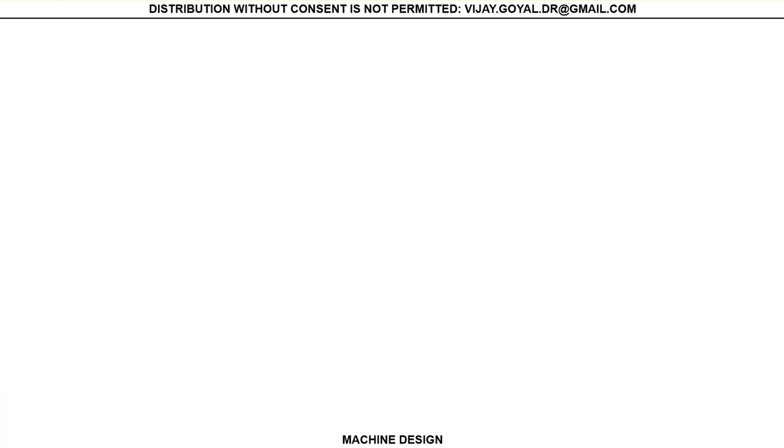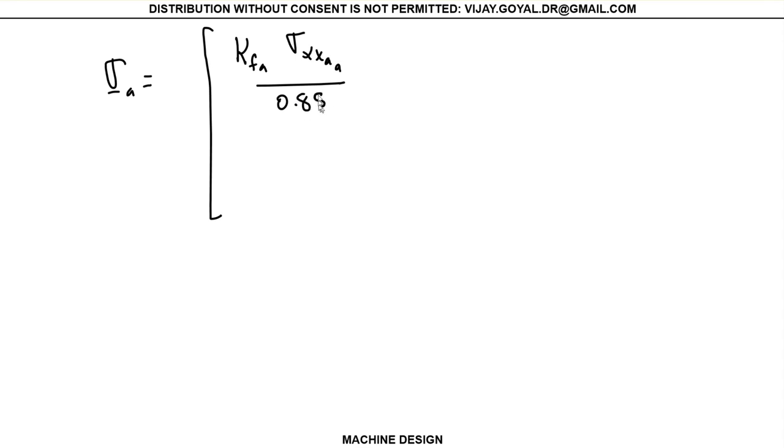Okay, so your state of stress then will look like this. Your sigma A is going to actually equal to KFA sigma XX axial alternate divided by 0.85, because that's the load that is always applied, plus KFB sigma XXB in alternate divided by KLB. Okay, and then this is going to depend for the various cases.